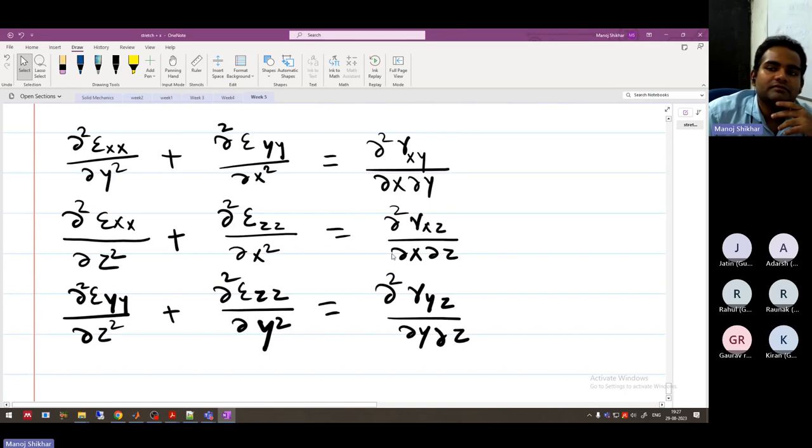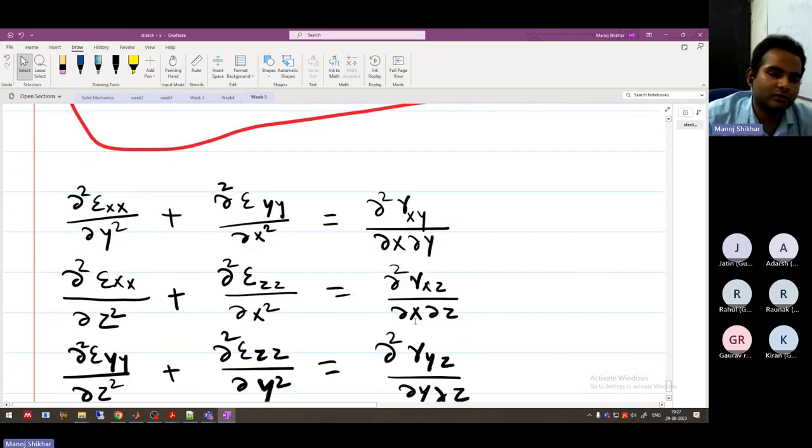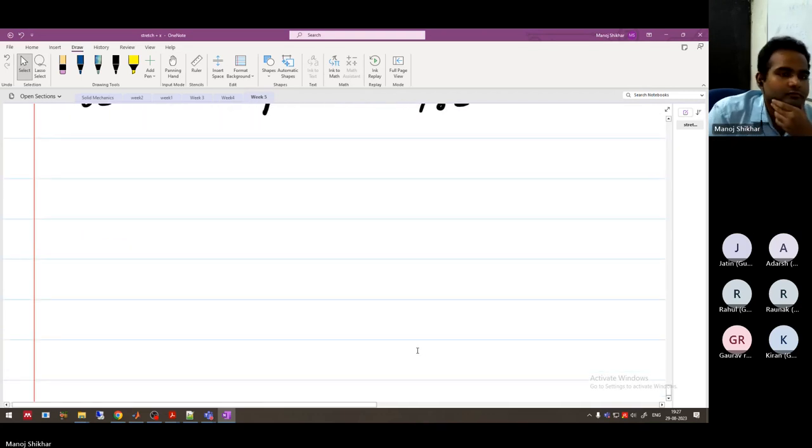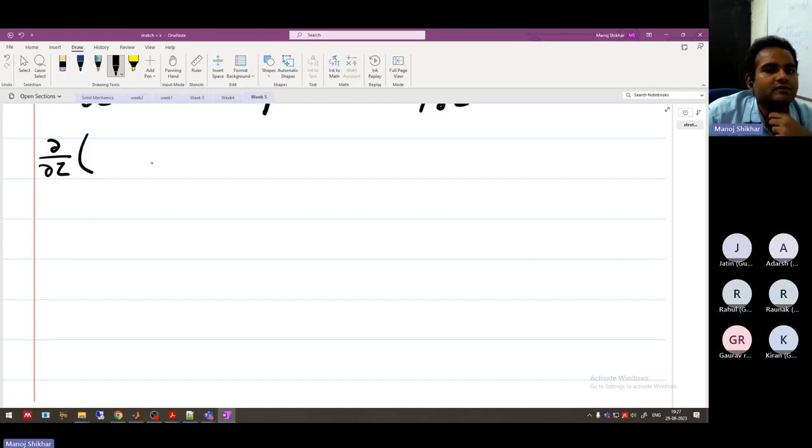So these three can be grouped together, and the other forms are, so you're differentiating with respect to some variable z. So here the shear strain terms which contain z will come with a positive sign. Okay.